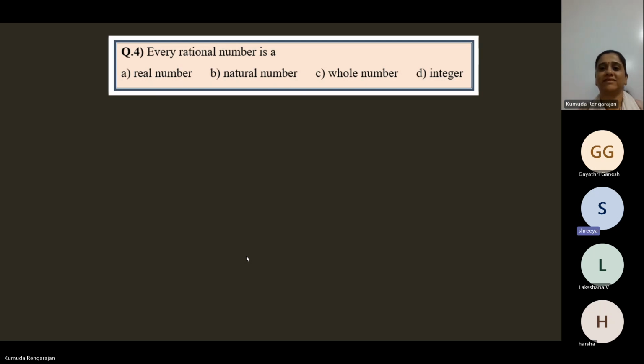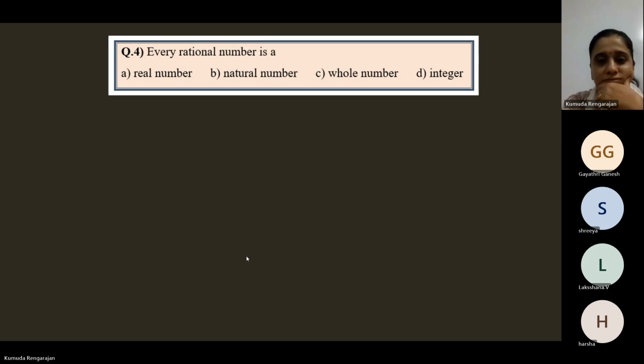Ma'am, I have a doubt. Yeah? Isn't every rational number also an integer? Okay, so consider the rational number minus 5 by 7. Is it an integer? Is minus 5 by 7 an integer? It's not an integer.